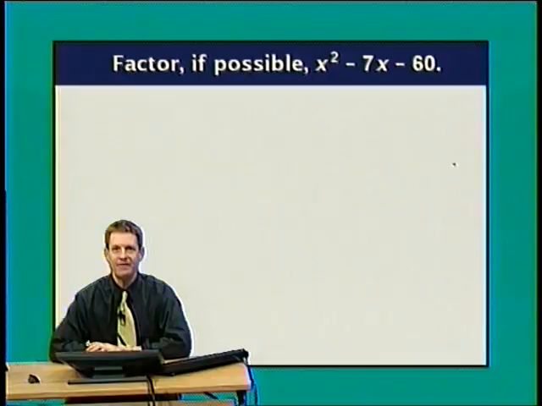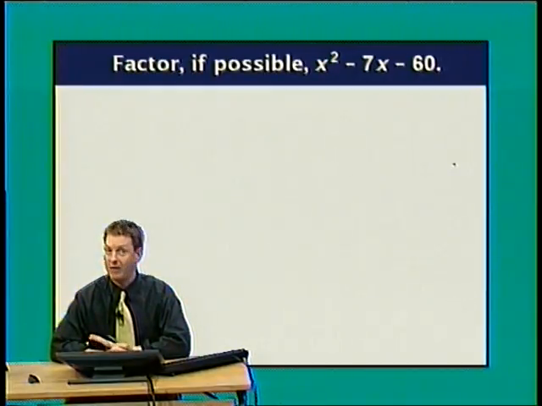All right. Let's factor, if possible, x squared minus 7x minus 60. Now you might be looking at this and thinking, well, just like 6 and 40 have a huge difference in magnitude, so do 7 and 60. And you're right, they do. However, there's a big difference here. And the big difference is that the 60 is being subtracted.